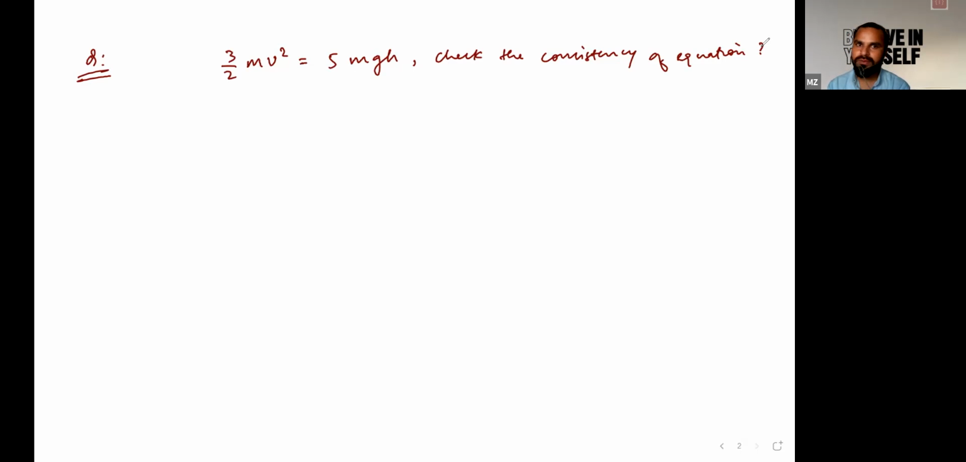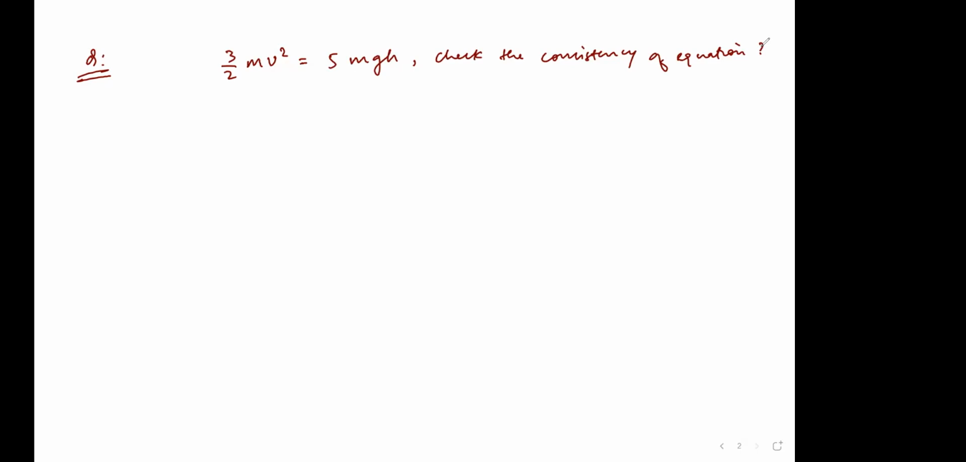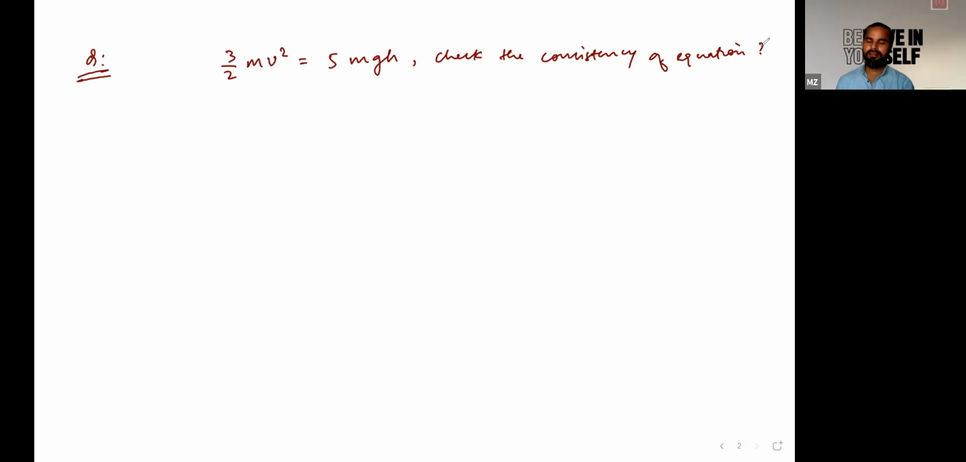Here m is mass, v is velocity, g is gravity. Don't get confused with gravitational constant. Gravity is nothing but acceleration due to gravity. M is mass, v is velocity on the left side. And on the right side, m is mass, g is gravity. What about h? H is height. Yeah. Okay, thank you, sir.